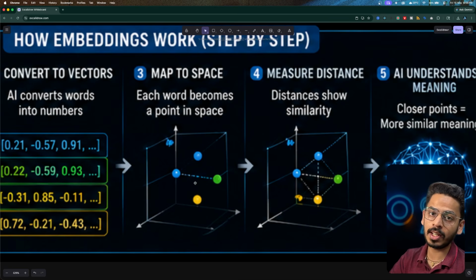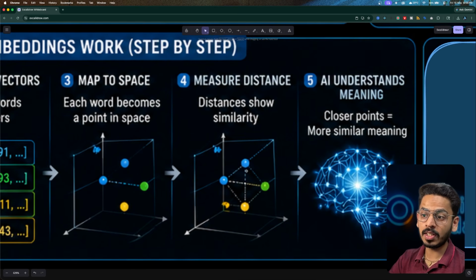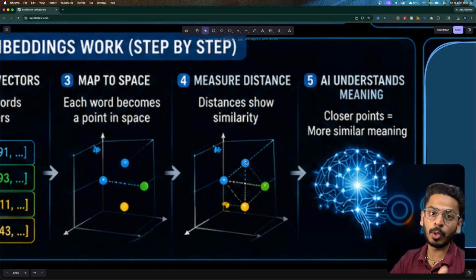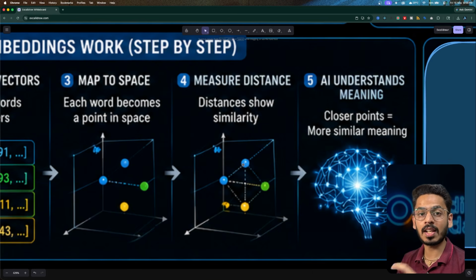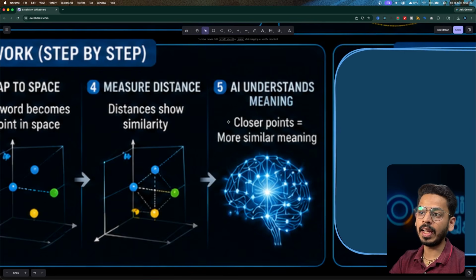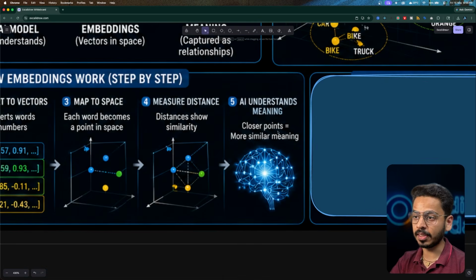Let's say you have the coordinates over here, and then we measure the distance between each word. If you see, these two blue blocks are similar, they are of blue color. Hence, these words are similar to each other and the distance between them is closer. Whereas the distance between this blue block and this yellow one is huge. That means the similarity is not that great. Once we measure the distance here, AI understands the meaning. The closer points say that these words have more similar meaning to each other.